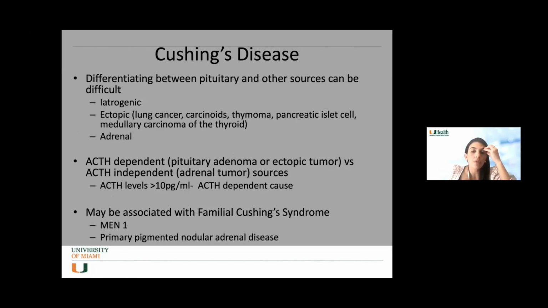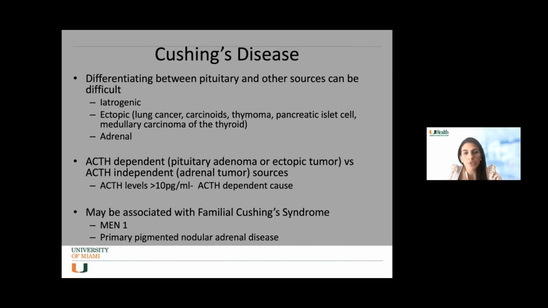So once you have Cushing's disease, differentiating between pituitary and other sources can be difficult. You can have other sources of cortisol, and that could be iatrogenic, where you could be giving medications, or you can have ectopic sources of cortisol and adrenal sources.